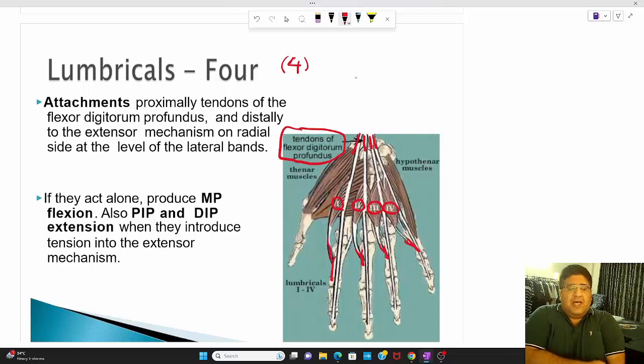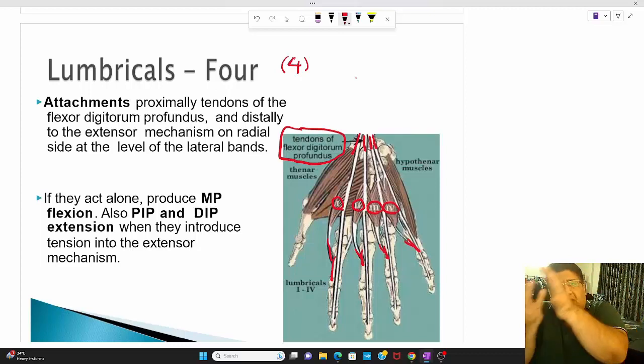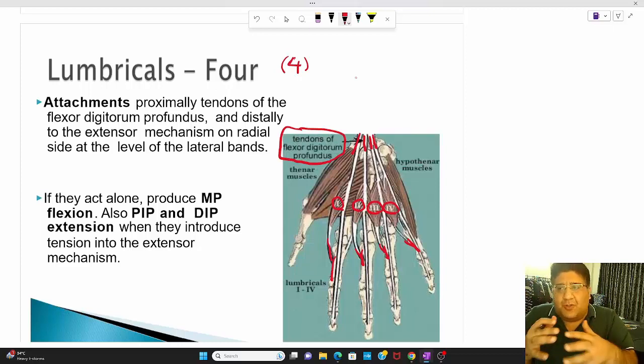So they are actually taking an origin from the flexor tendon, digitorum profundus, and they are getting inserted onto the extensor tendon, that is, the lateral band, on the radial side, lateral side basically. Okay, so don't you think it is a very fantastic conduit between the flexor and the extensor? It is joining both of them, man.